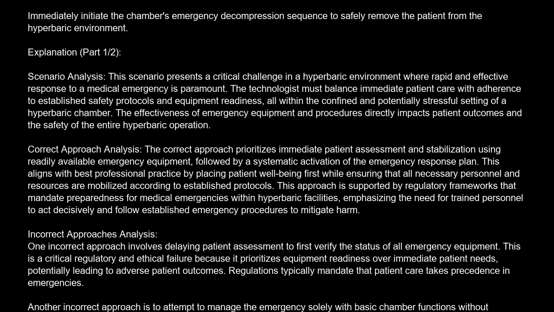Incorrect approaches analysis. One incorrect approach involves delaying patient assessment to first verify the status of all emergency equipment. This is a critical regulatory and ethical failure because it prioritizes equipment readiness over immediate patient needs, potentially leading to adverse patient outcomes. Regulations typically mandate that patient care takes precedence in emergencies.